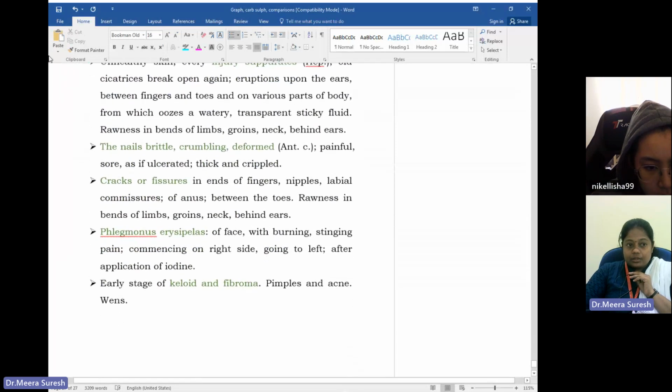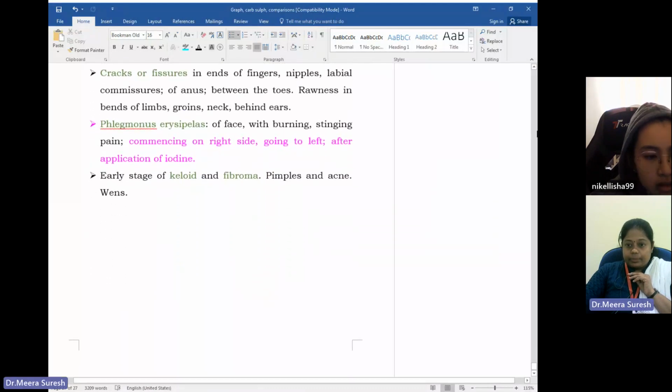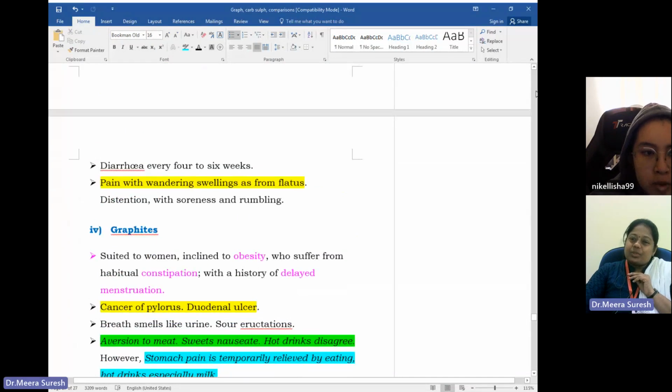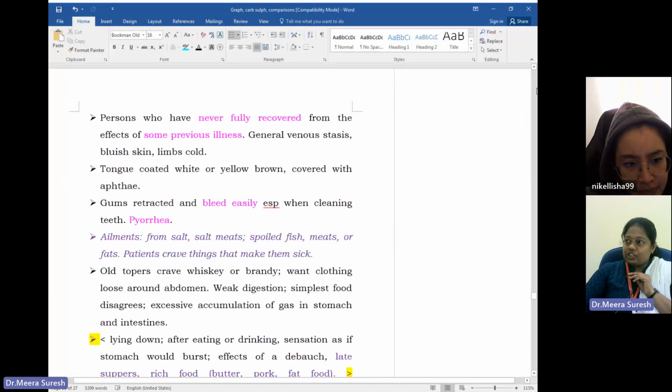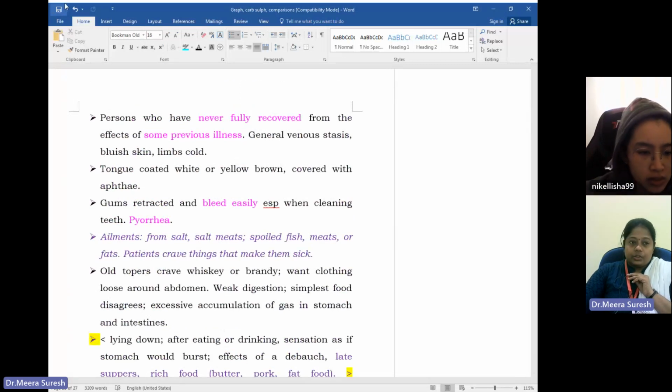Then phlegmon, erysipelas. Erysipelas means the inflammation and infection of the subcutaneous layer, especially of the face, commencing on the right side and going to the left. And this is also good for the initial stage of keloid and fibroma. Keloid, you know what is keloid, right? If it is the fibrous tissue that is affected, then it is called fibroma. But both are benign. Then for wens, I told you it is sebaceous cyst we call. So this is the comparison for those group of remedies. Mostly for the exam, if at all you can expect, it will be mostly GIT and glands and also circulatory usually.